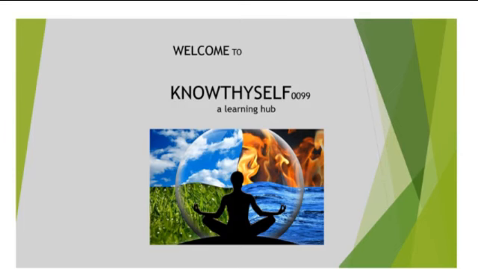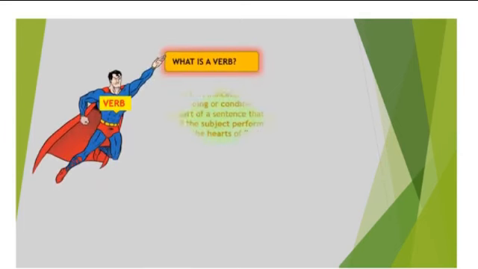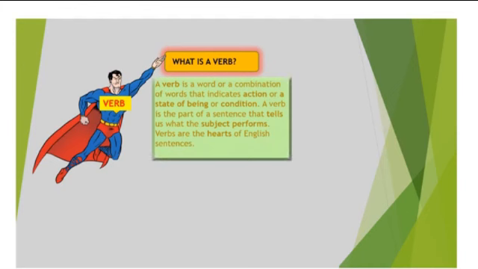Today, we are going to discuss the verb, the Superman of English grammar. What's a verb? A verb is a word or a combination of words that indicates action, a state of being, or a condition. A verb is a part of a sentence that tells us what the subject performs.